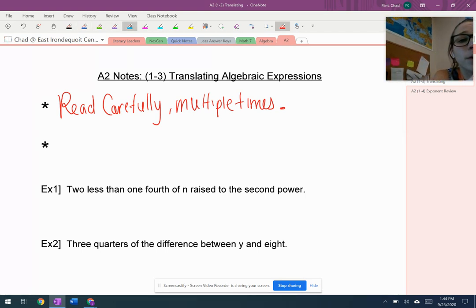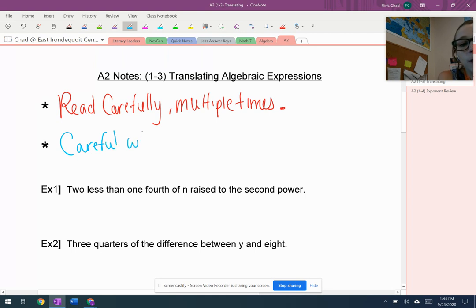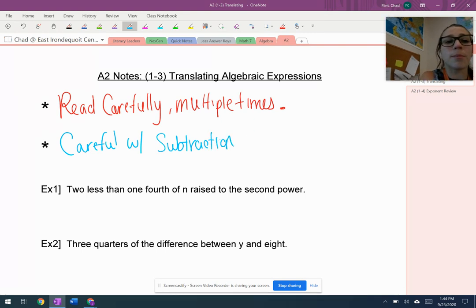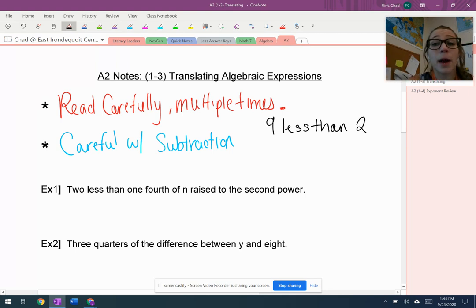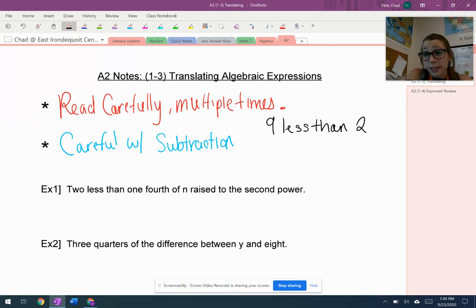And the next little bullet point to keep in mind is that you need to be careful with those subtraction problems. So what I mean by that is those problems when it says something like 9 less than 2. Does that look like 9 minus 2 or 2 minus 9? So you have to read it.